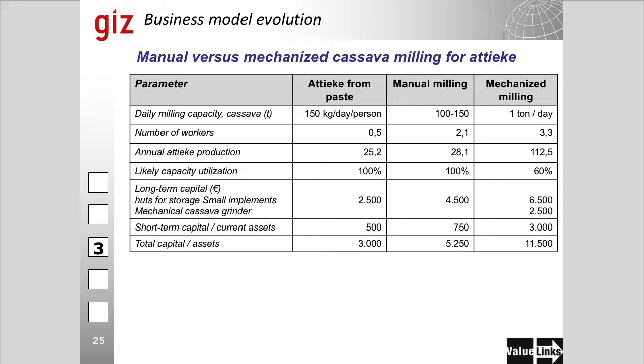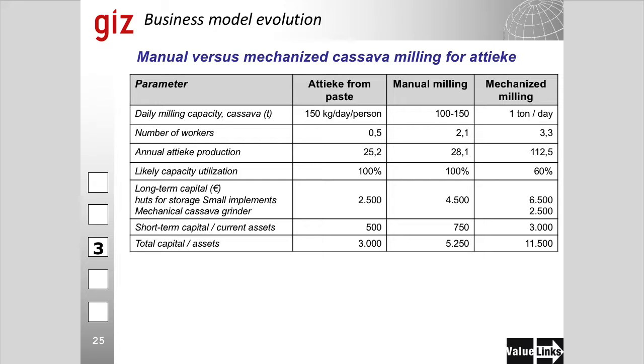You have only small equipment when you do paste, and you also need more of that same type of equipment as you expand production. And you have to buy a mechanical cassava grinder or mill, which costs, including the connection to the electric grid, €2,500. Now, if you add the two things up, you see that this is already going up.